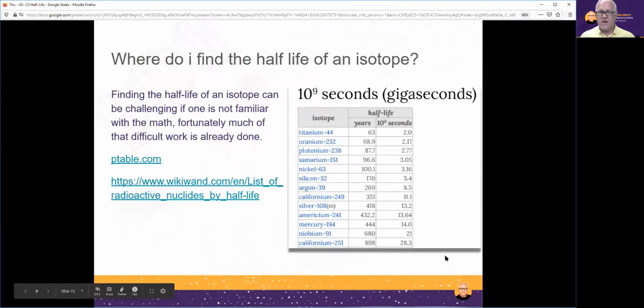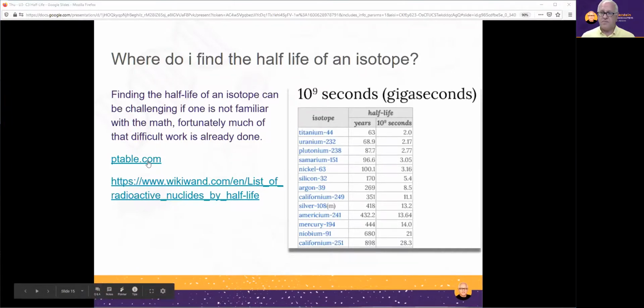So where would you find the half-life of an isotope? Well, finding the half-life of an isotope can be challenging if you're not familiar with the math. Fortunately, much of that difficult work is already done for you. You can find the half-life of an isotope by using Ptable. You remember Ptable. We're going to click through here and get to Ptable.